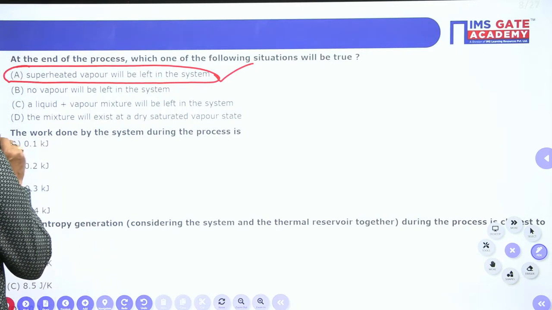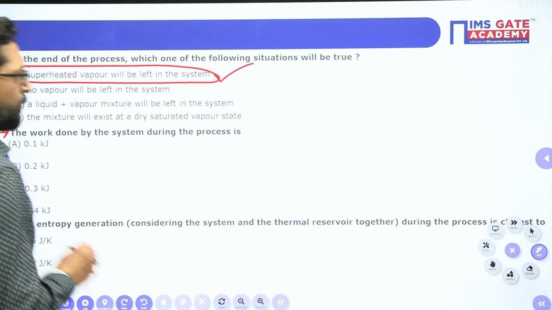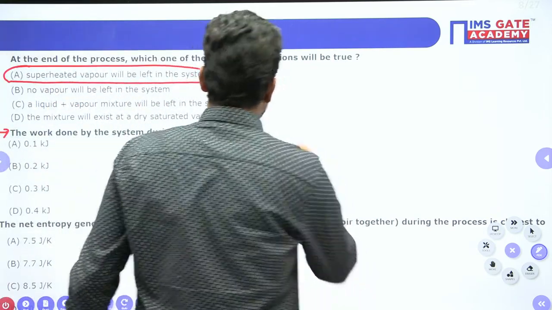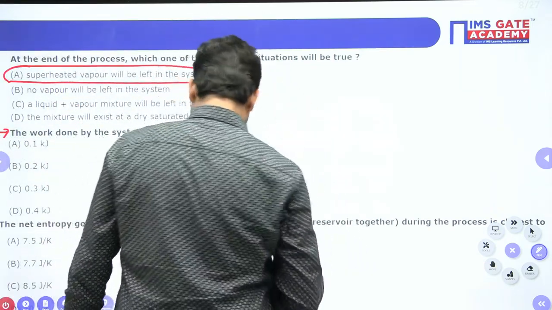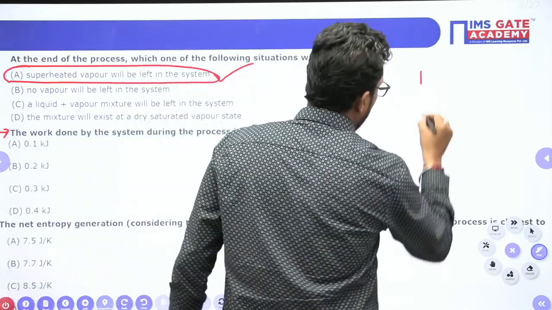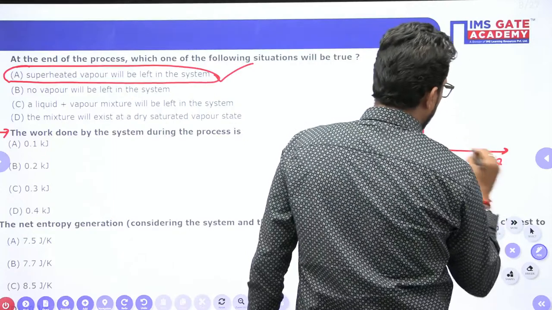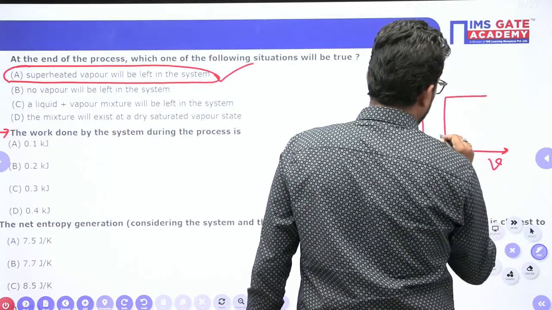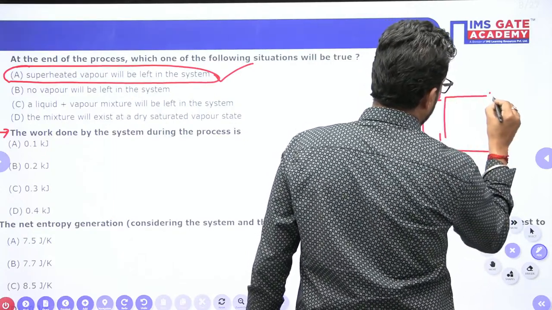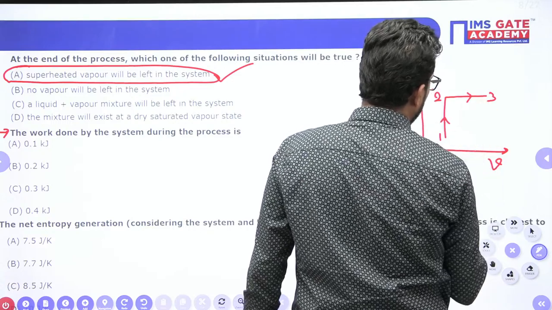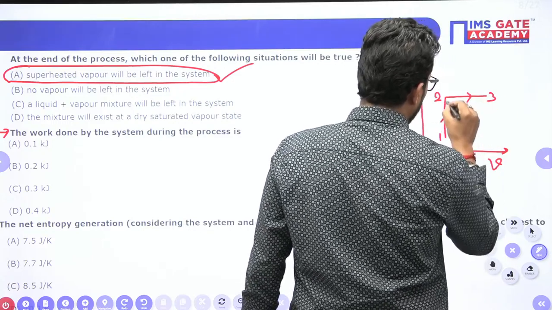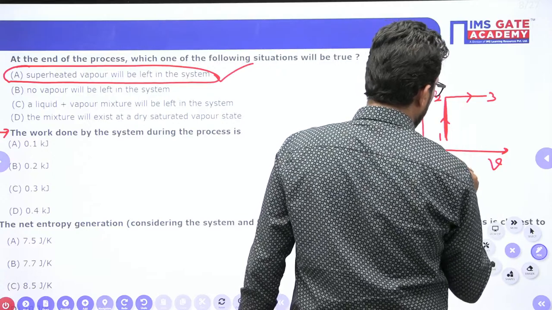Now, work done by the system in this process. We have to find work done. So, beta, if we see this graph, this is your P and V, constant volume, this one. This means 1, 2, 3. So work done during this process is only 2 to 3. Why? Because this is constant volume.